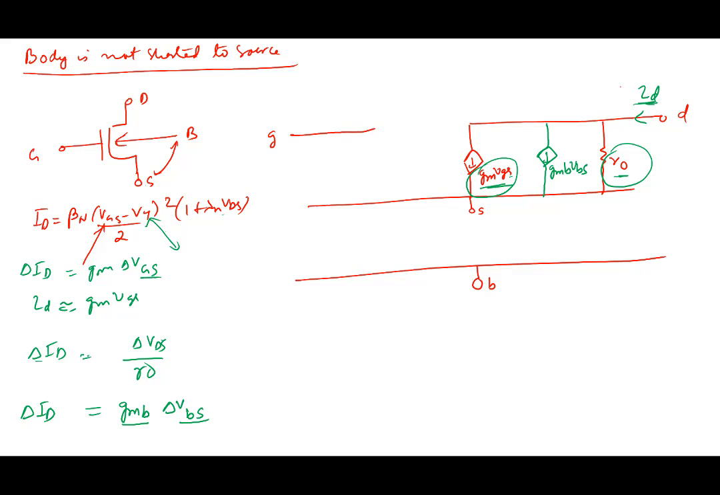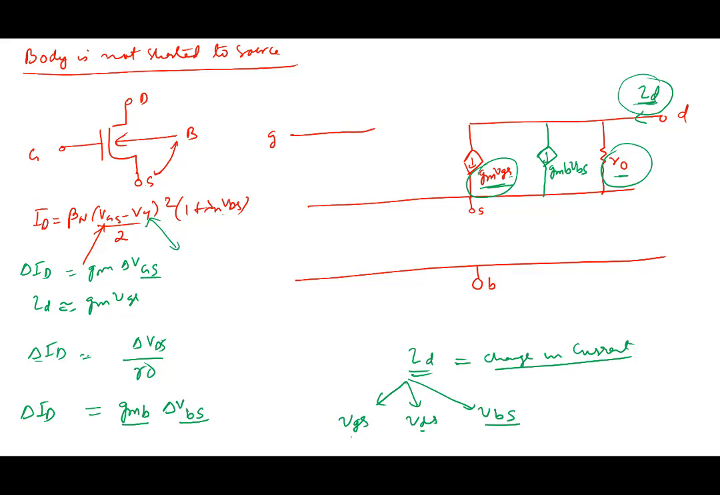So remember what this ID is. ID refers to the small signal. We said small signal means it is a change in current. Change in current can come about because of change in VGS, due to change in VDS, and due to change in VBS. These three things here. Each change is represented by a term: GM VGS, GMB VBS, and R0. Alright, so that's a more complete model for a MOSFET here. There's another current source, GMB, and it depends on VBS.